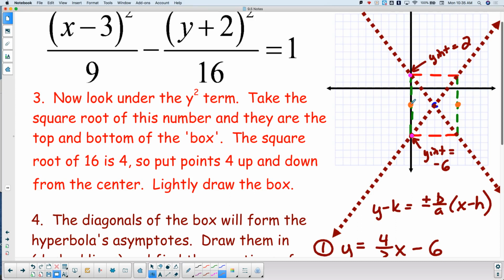And those are the two vertices. So the two vertices here would be at 0, negative 2 is the left one, and 1, 2, 3, 4, 5, 6, negative 2 is the right one.